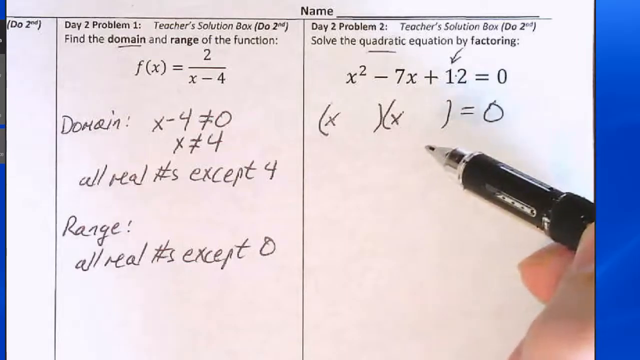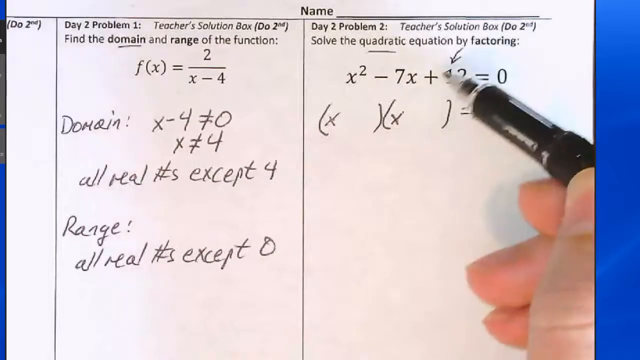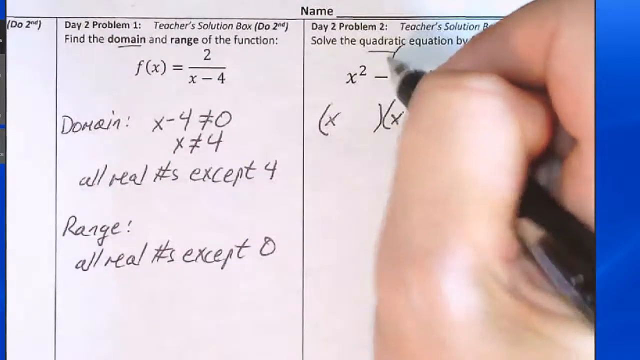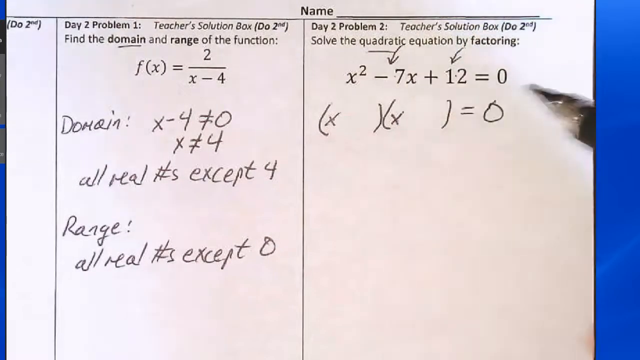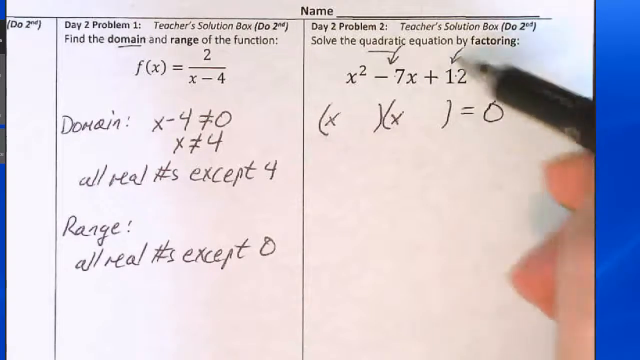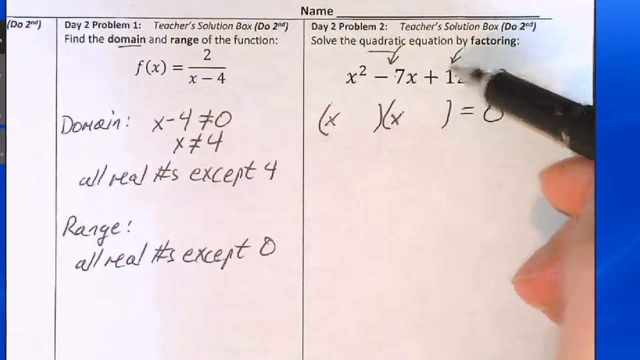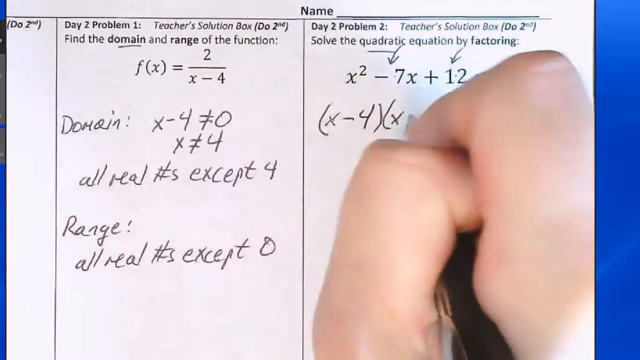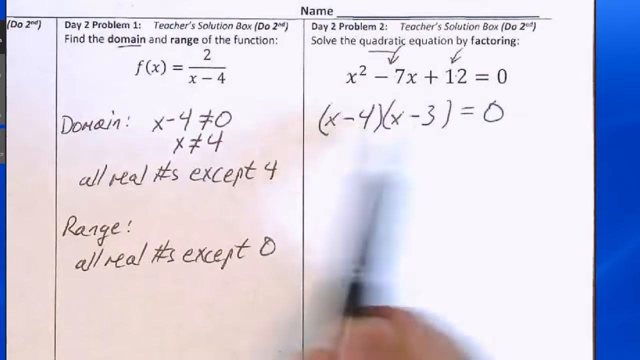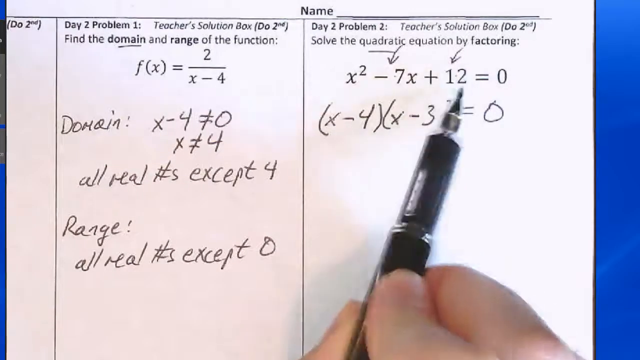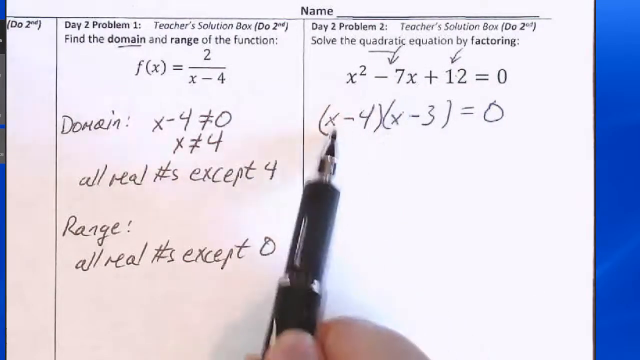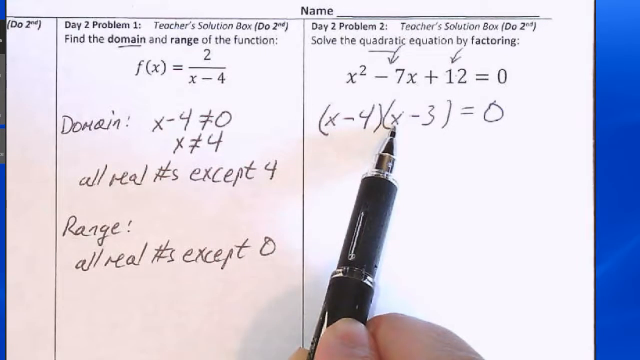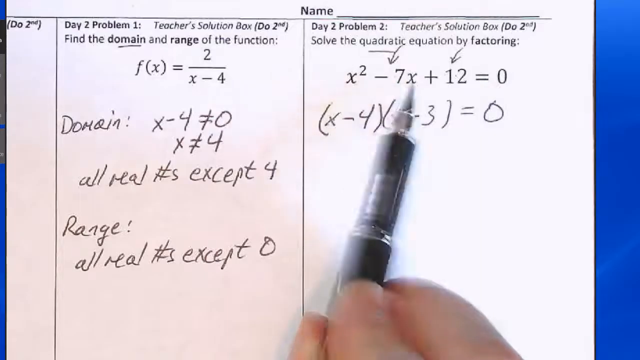The numbers could also be negative because a negative number times a negative number could be positive 12. To know what pair of numbers we want to use, we look at this middle term, negative 7x. We need a pair of numbers that multiply together to make 12 and combine together to make negative 7. Those numbers would be negative 4 and negative 3. Negative 4 times negative 3 is positive 12, and the outer product is negative 3x, the inner product is negative 4x, and those combine to negative 7x.